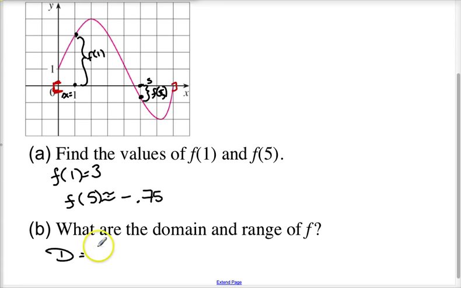So I know that my domain is going to be the set x such that 0 is less than or equal to x, which is less than or equal to 7. And then the last thing I have to do, if I'm going to state a domain in this set builder notation, is I have to assign x to a number set. And so I'm going to say that x is going to be an element of the real number system.